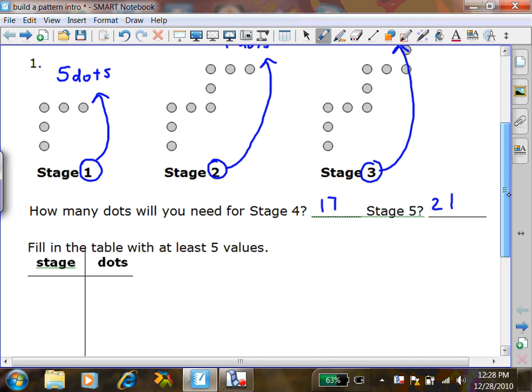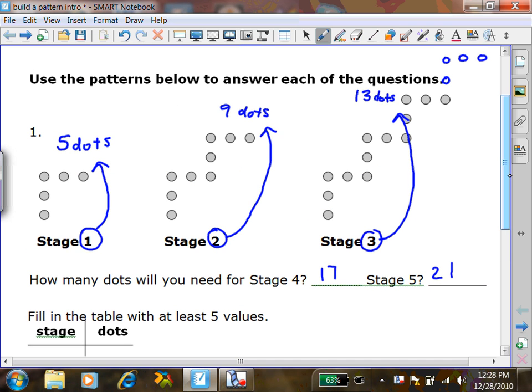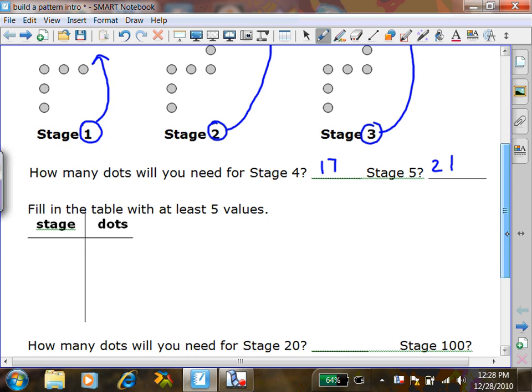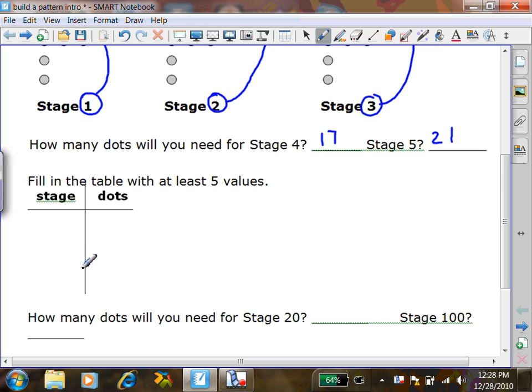One of the most common ways to organize data, or just information, is to put it in a table. And the table that we're going to use is called a T-table, because it looks like a T, the letter T lowercase. So I made a little T table right here because we want to relate the stage number to the number of dots. So let's fill in what we had.